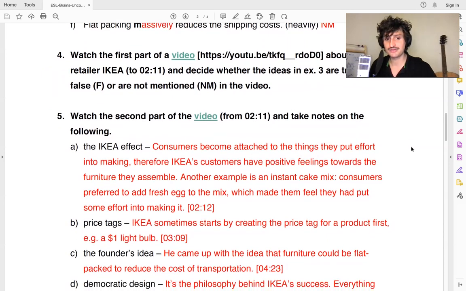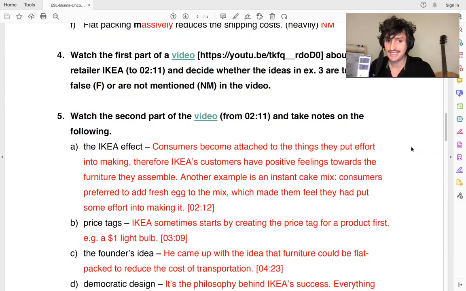Okay, so here, IKEA also, they start by creating the price tag for a product first. Okay, so that's unconventional. Normally, you create the product and then the price tag. The price tag is a piece of paper or whatever, the sticker that tells you how much it costs. Well, IKEA, this Swedish company, very progressive and innovative company, well, they create the price tag first.